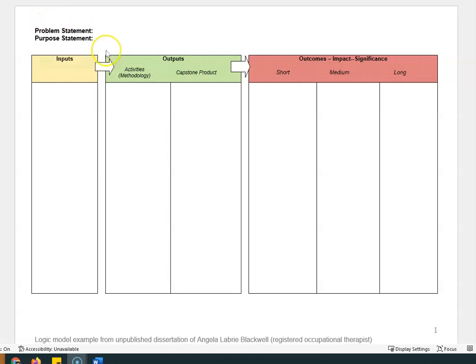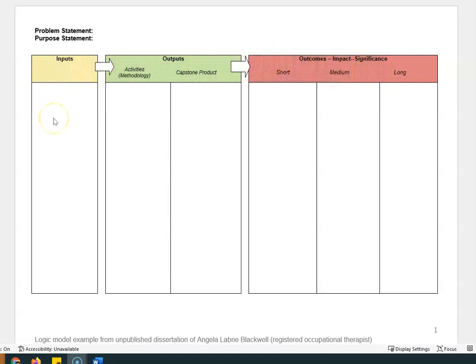Hello, this video will be focused on how to use a logic model to plan and implement your OTD Capstone. This is a pretty basic and common layout for a logic model. It has inputs, outputs, outcomes, impact, and significance.